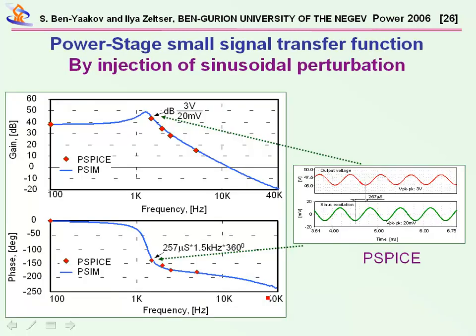So let's have a look at the result of some AC analysis. Now the blue here is the PSIM result that is done again by injection of a sinusoidal perturbation. And the dots are for PSPICE that were done manually by us. And of course, it takes a long time in the two cases. But as you can see, the agreement is really very good.